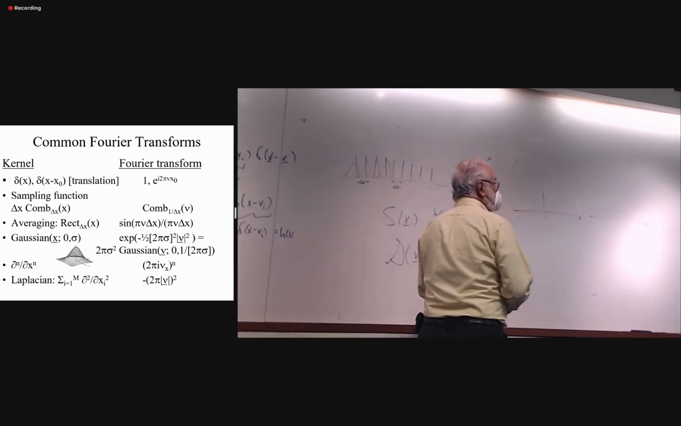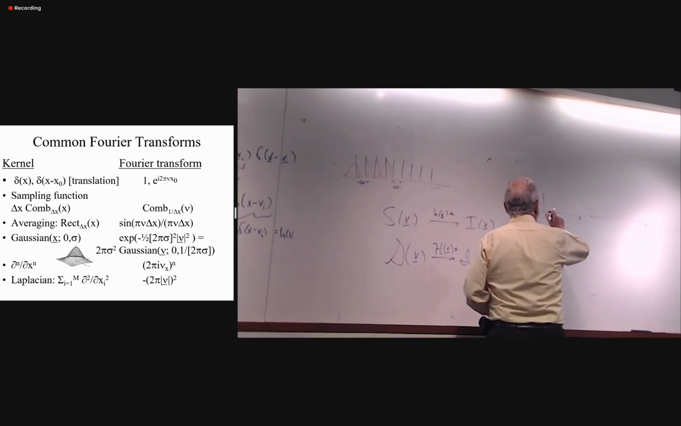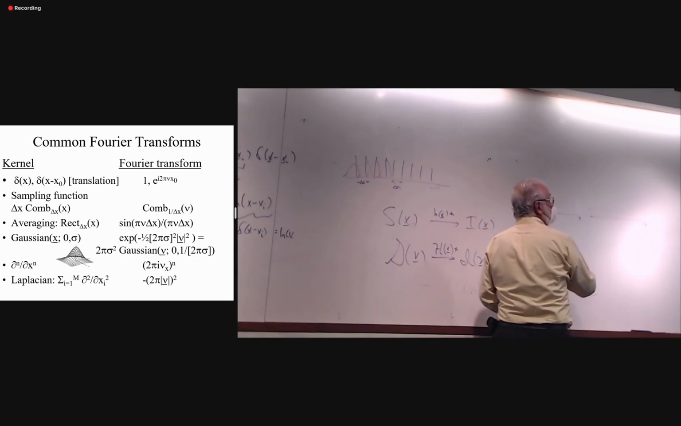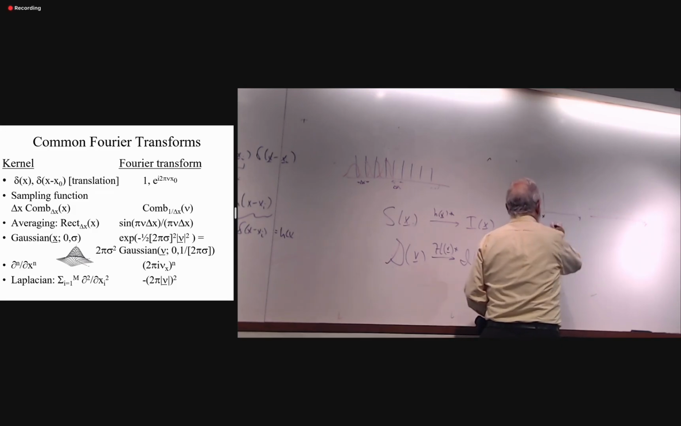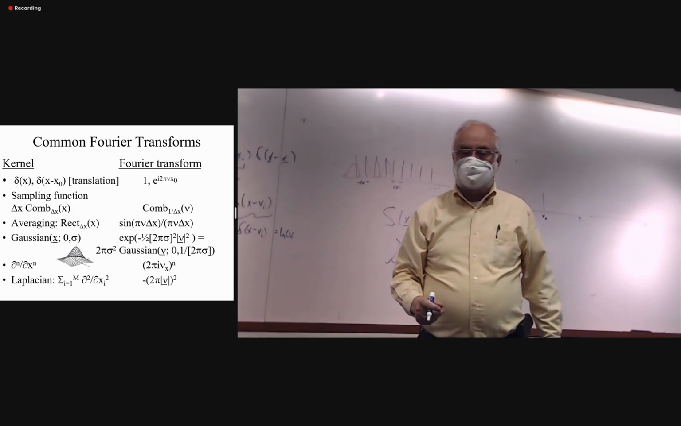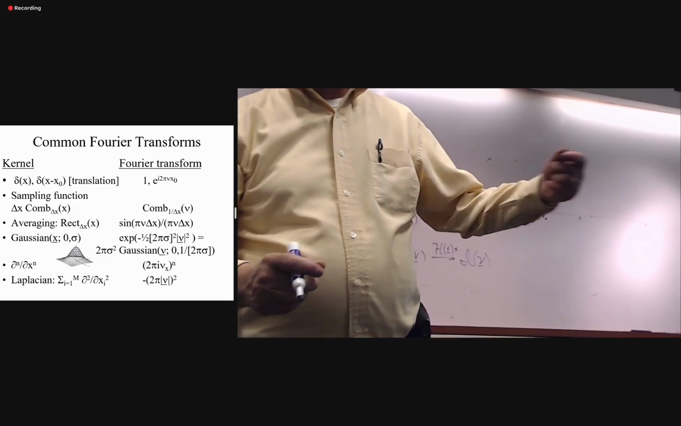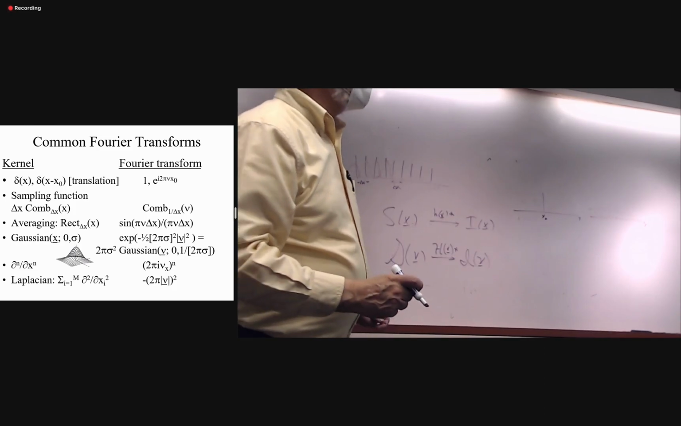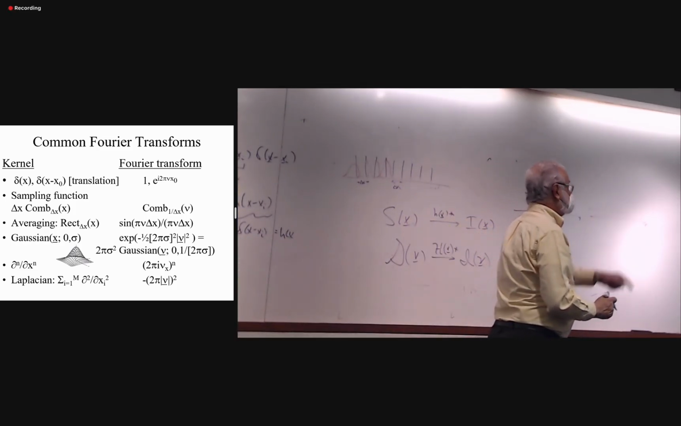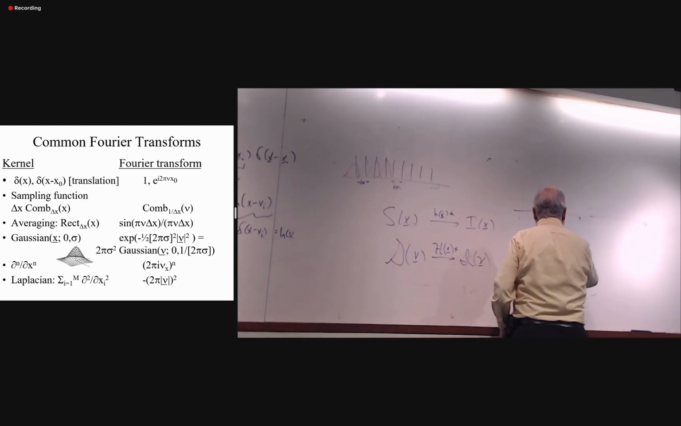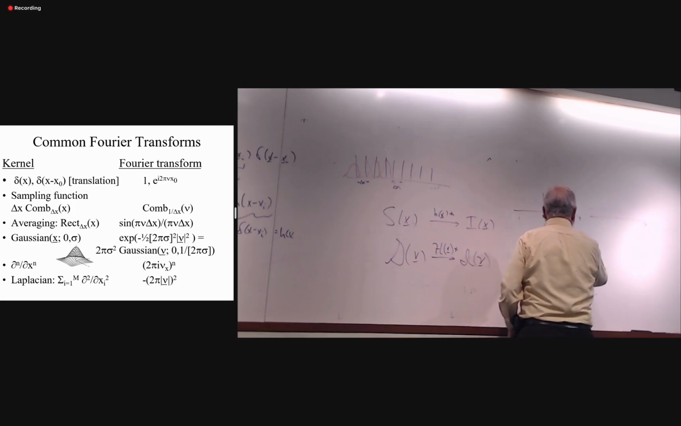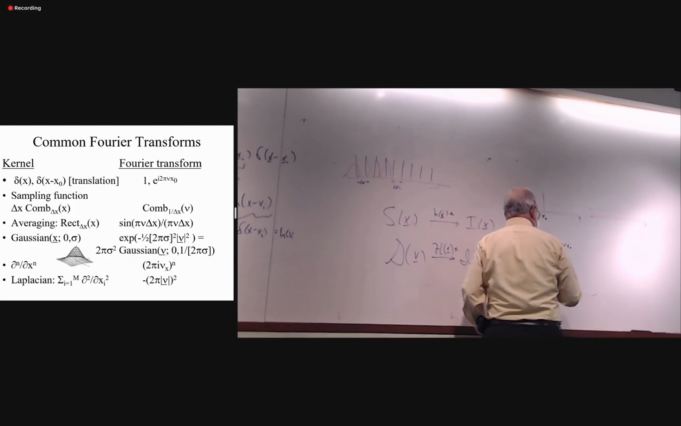Now, what happens if this guy is not at 0, but is centered at some position x equals x0? And the image will be at x0, y0. Anyway, in 1D, the transform is e to the I 2 pi nu x0.